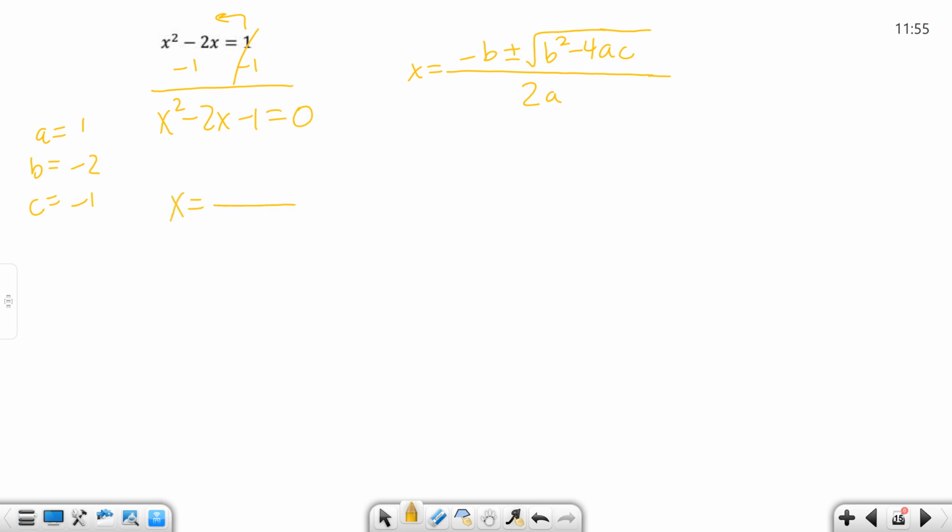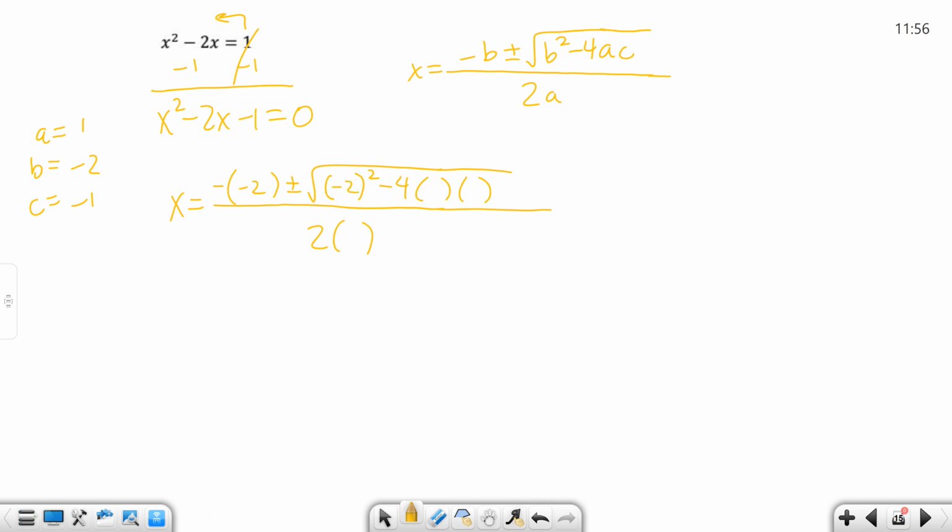So then again, as you become more familiar, you can skip some of these steps, but negative b plus or minus the square root of b squared minus 4ac over 2a. I would even practice saying it as I wrote it. The more times you say it, the more times you write it, the less chance you've got of forgetting it when you're taking a test. It's worth it.